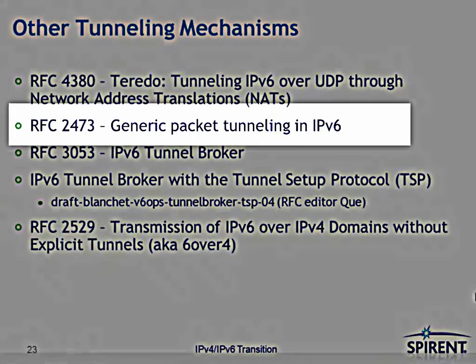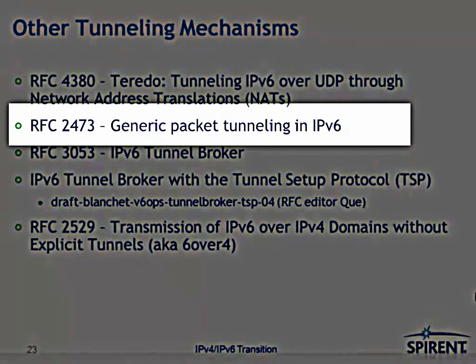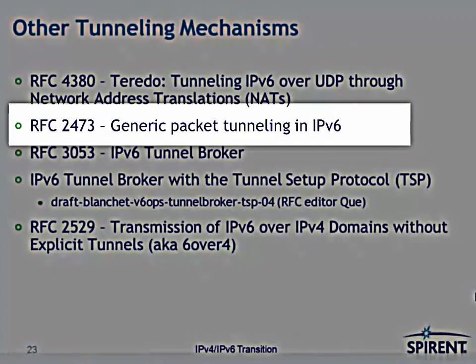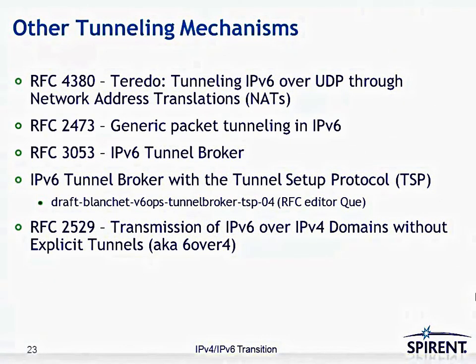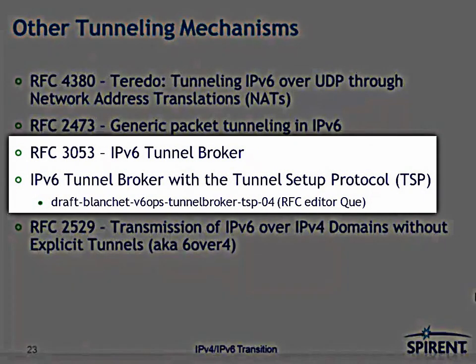There's also the generic packet tunneling in IP version 6, which describes mechanisms by which a packet of a different protocol is encapsulated and carried as a payload within an IPv6 packet. The IPv6 tunnel broker is described in RFC 3053. Tunnel brokers can be seen as virtual IPv6 ISPs providing IPv6 connectivity to users already connected to the IPv4 internet.